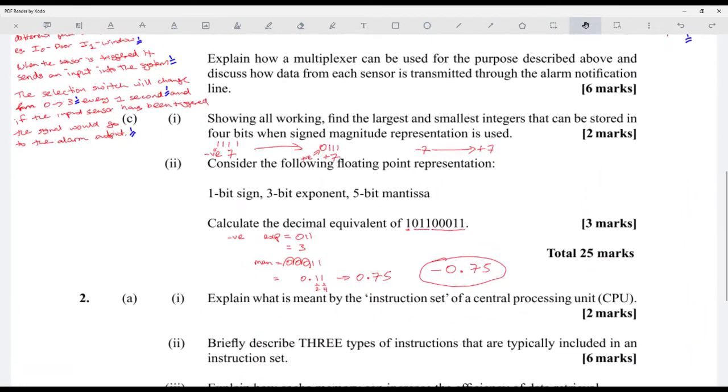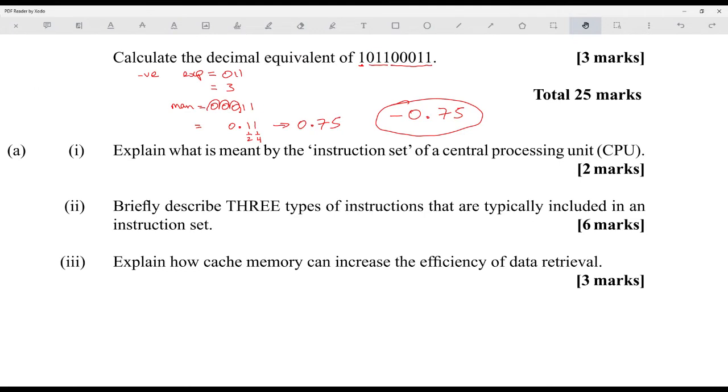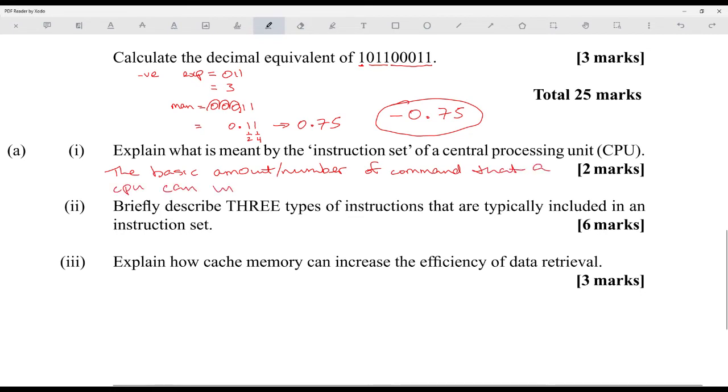Cool. Okay, explain what is meant by the term instruction set. Anybody want to answer that for me? The basic amount or number of commands that a CPU can understand. Alright, that's totally correct.